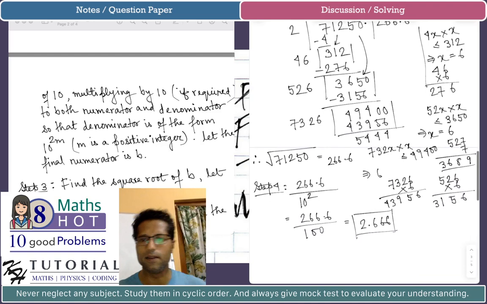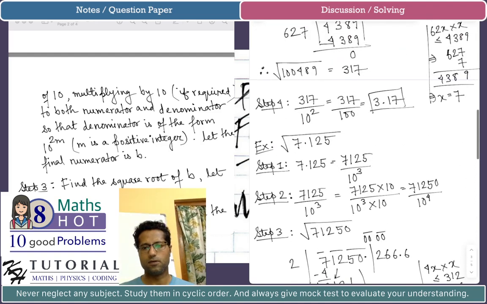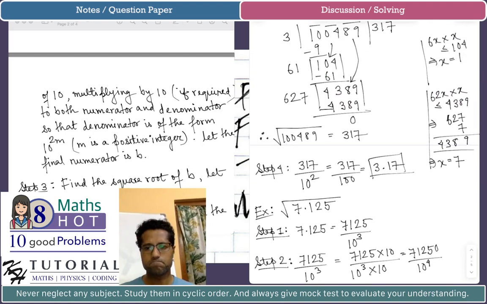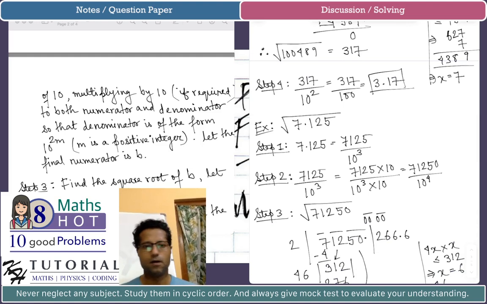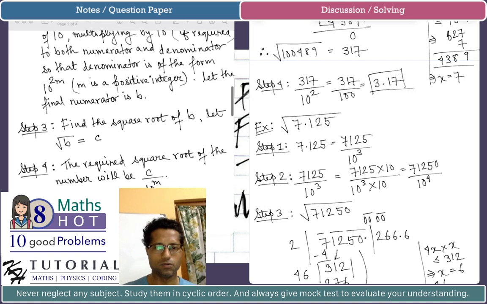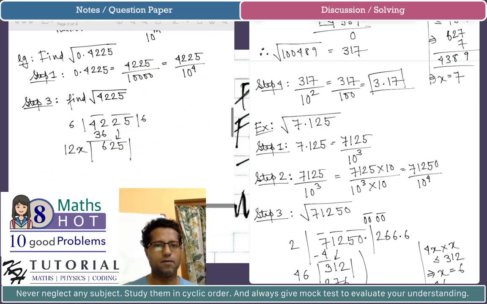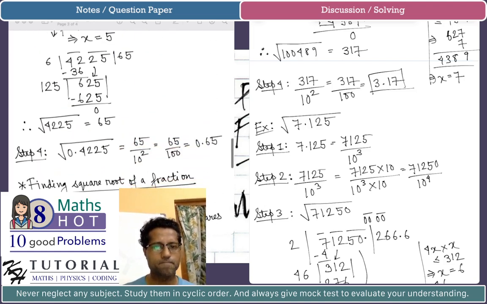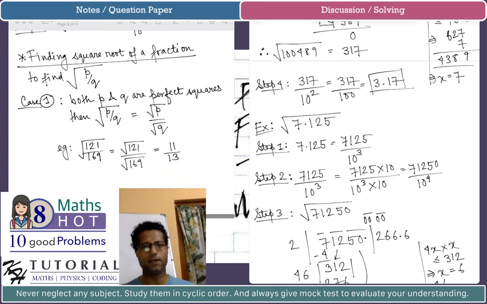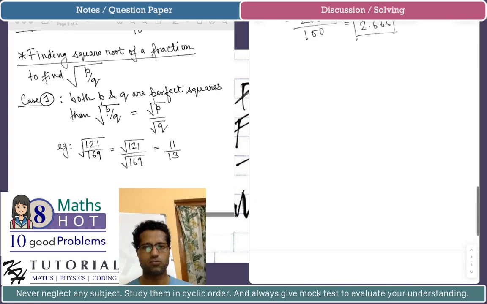I hope you got the idea how we are finding the square root of a decimal number using the long division method by converting it following the 4 steps that are in my notes. In the notes I have also solved a very simple example from the book. Okay, now finding the square root of a fraction. Let's discuss how we find the square root of a fraction.